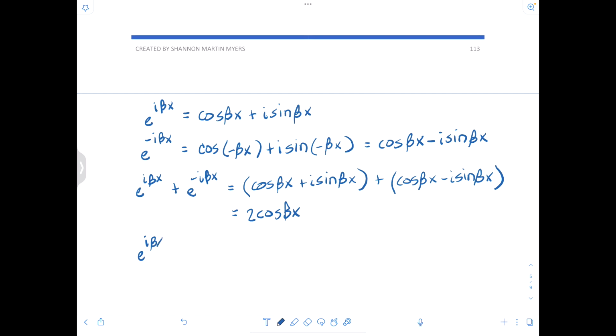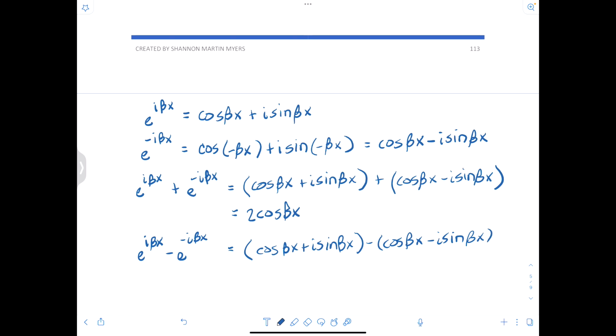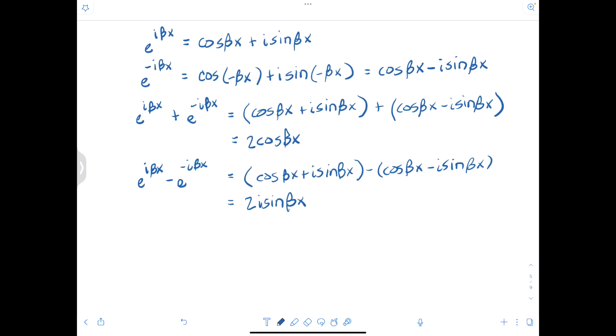Now let's go the other way. e to the i times beta x minus e to the negative i times beta x will be cosine beta x plus i sine beta x minus cosine beta x minus i sine beta x. This time, it's the cosine beta x's that zero out, and we'll get two of these i times sine beta x's. Good so far? Awesome.